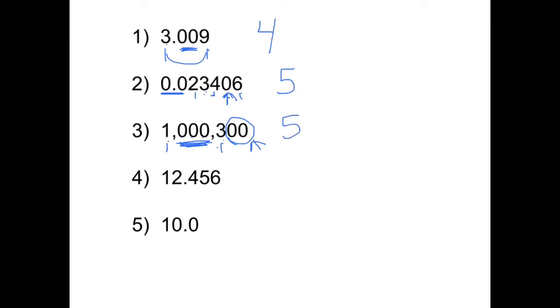In number 4, we have 1, 2, 3, 4, 5 non-zero digits. There's no zeros, so all 5 digits are significant. Number 5, 1 non-zero digit. We have 2 terminal zeros. There is, however, a decimal place, so both of these zeros are significant. So this 10.0 has 3 significant digits.